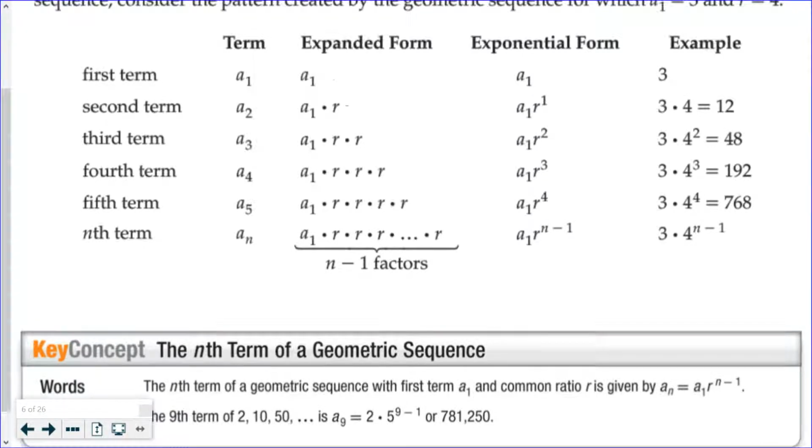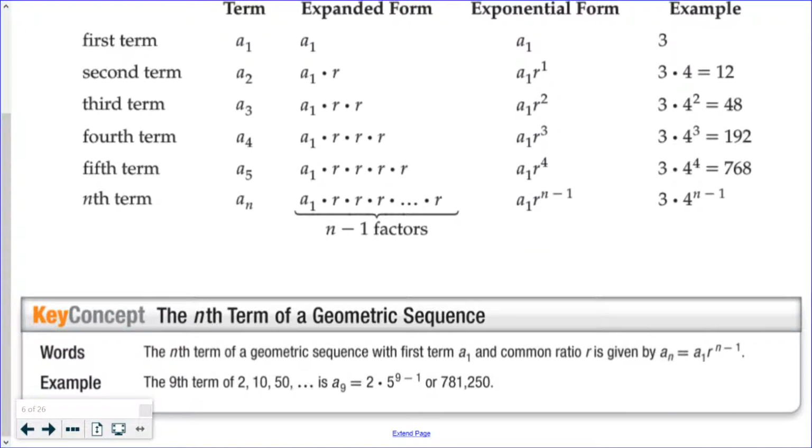So how that's different, remember arithmetic, it was a sub 1 plus my difference times n minus 1. For geometric, it's a sub 1 times my ratio raised to the n minus 1 power. It's got to be up in the exponent to make it have that n minus 1 exponential power there.